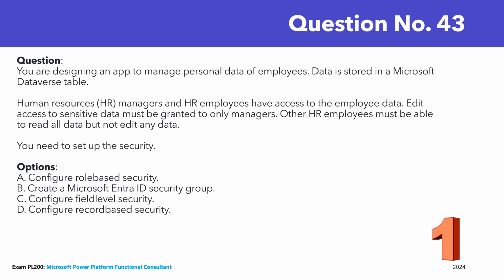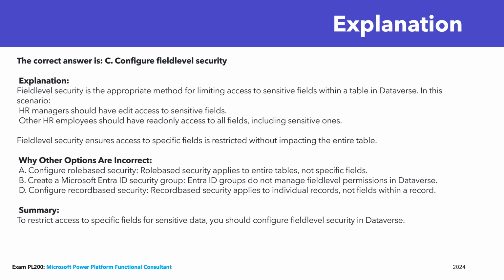The correct answer is C. Configure field-level security. Explanation: field-level security is the appropriate method for limiting access to sensitive fields within a table in Dataverse. In this scenario, HR managers should have edit access to sensitive fields. Other HR employees should have read-only access to all fields, including sensitive ones. Field-level security ensures access to specific fields is restricted without impacting the entire table.